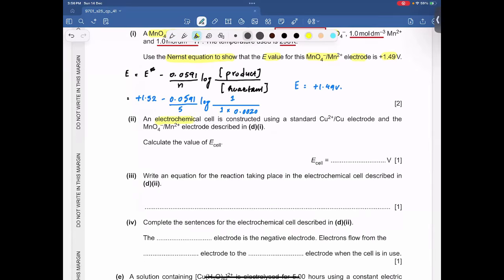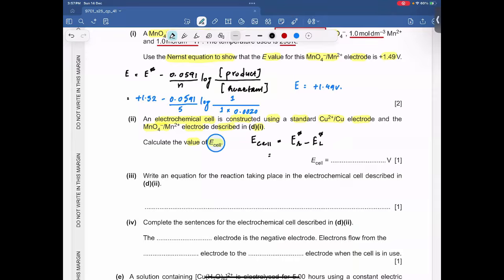An electrochemical cell is constructed using a standard copper half cell and manganate electrodes described in D1. Calculate the value of E cell. This is E naught cell. This is called cell potential under standard conditions. This is called cell potential under non-standard condition, okay? So in order to get the value of E cell, it is going to be E naught right minus E naught left.